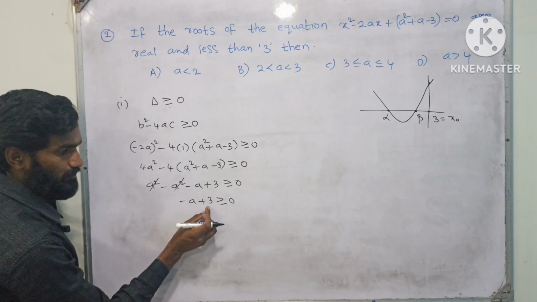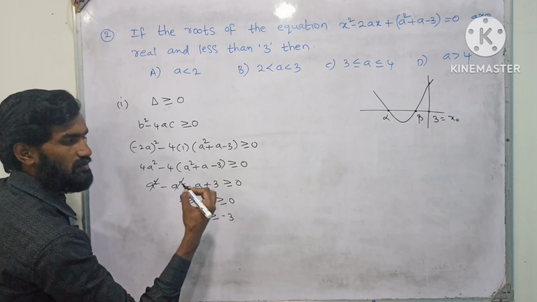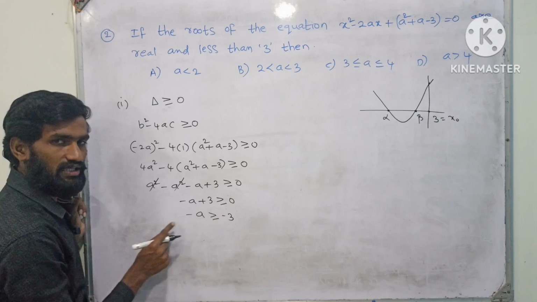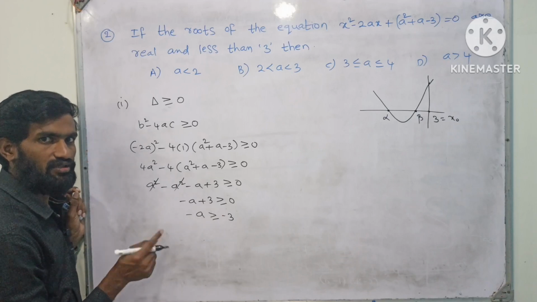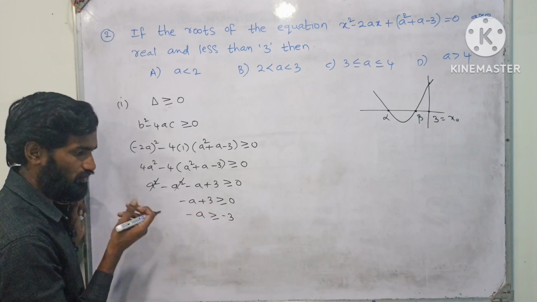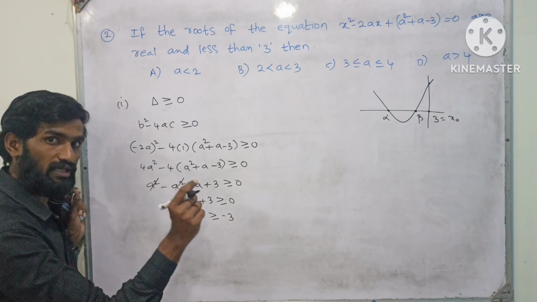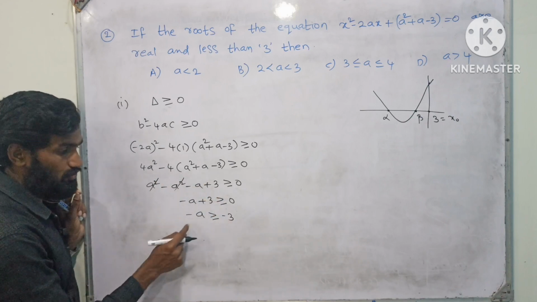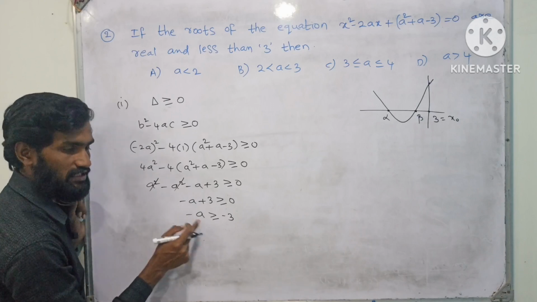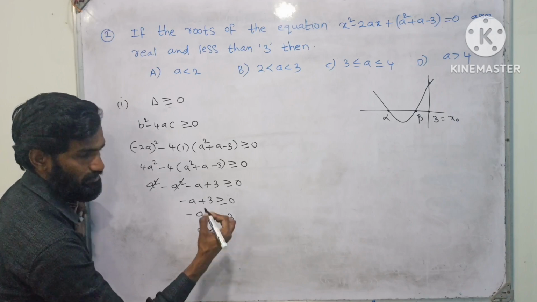Now, if I send plus 3 to that side, what will happen? Minus 3. Minus a is greater than or equal to minus 3. Now, if I multiply with minus, this inequality will interchange. Don't cancel minus here, that is wrong. If you get a negative for the variable, we need to multiply with negative only. Don't cancel negative here, that is the wrong case. Now, if I multiply with minus, I will get a, and this will become less than or equal to, and this will become 3.